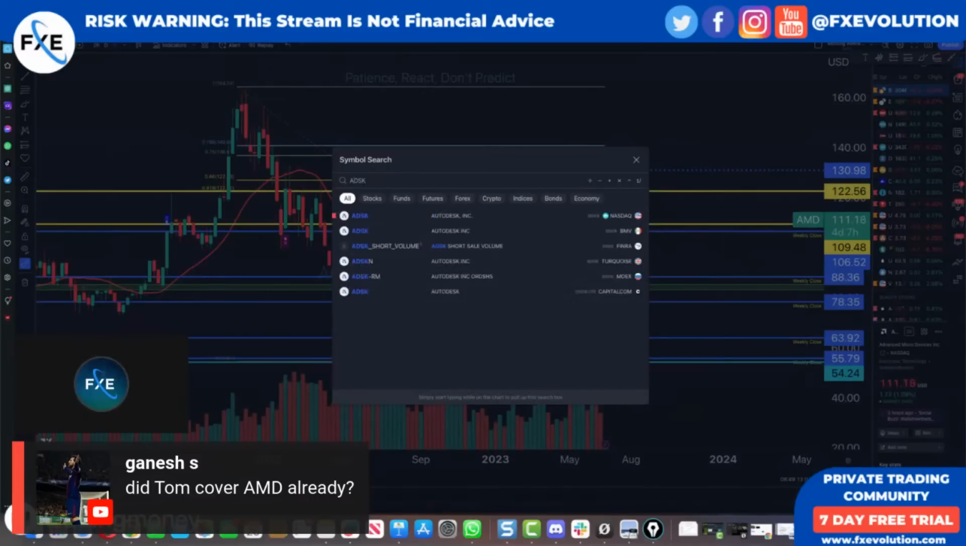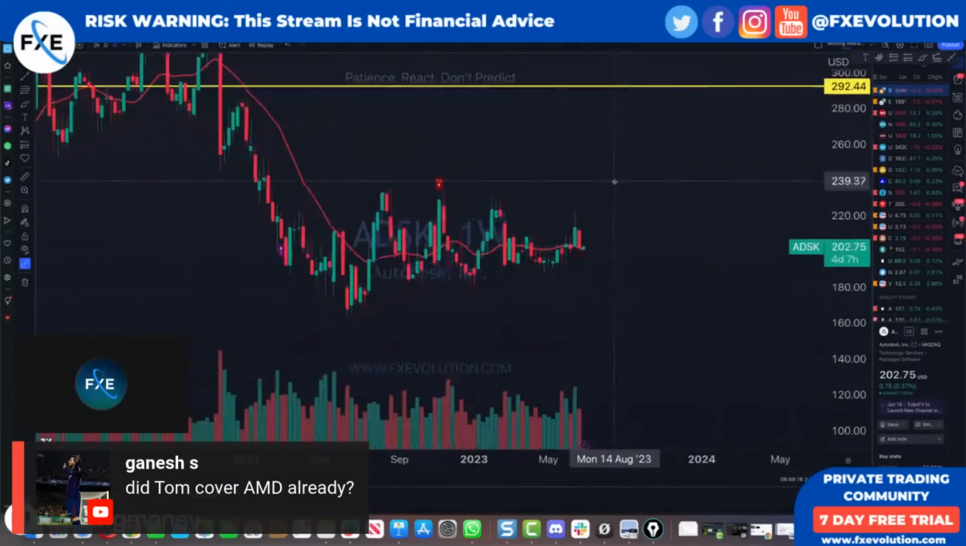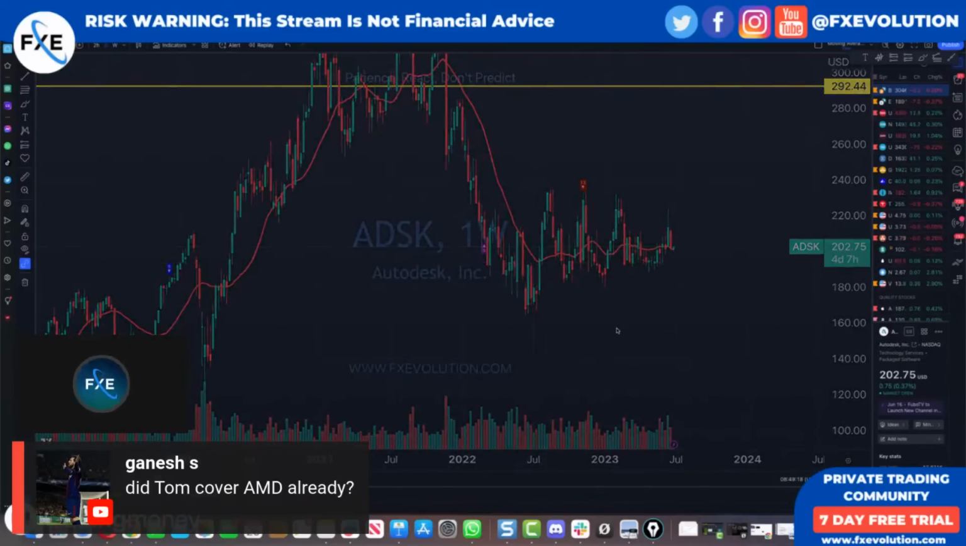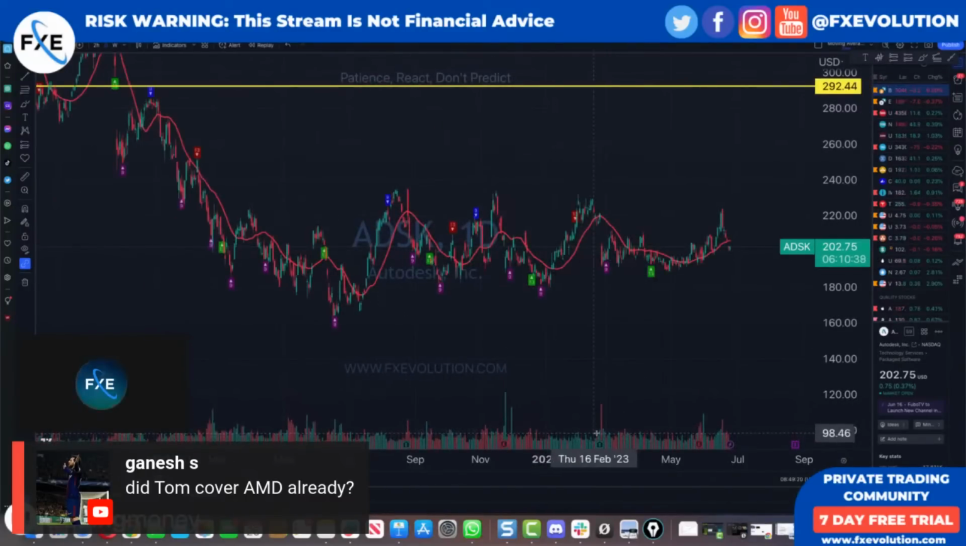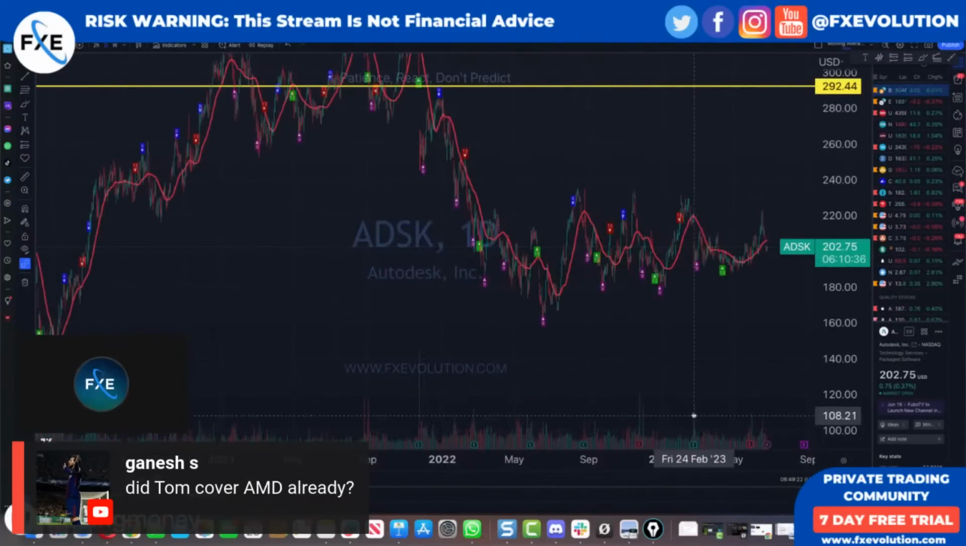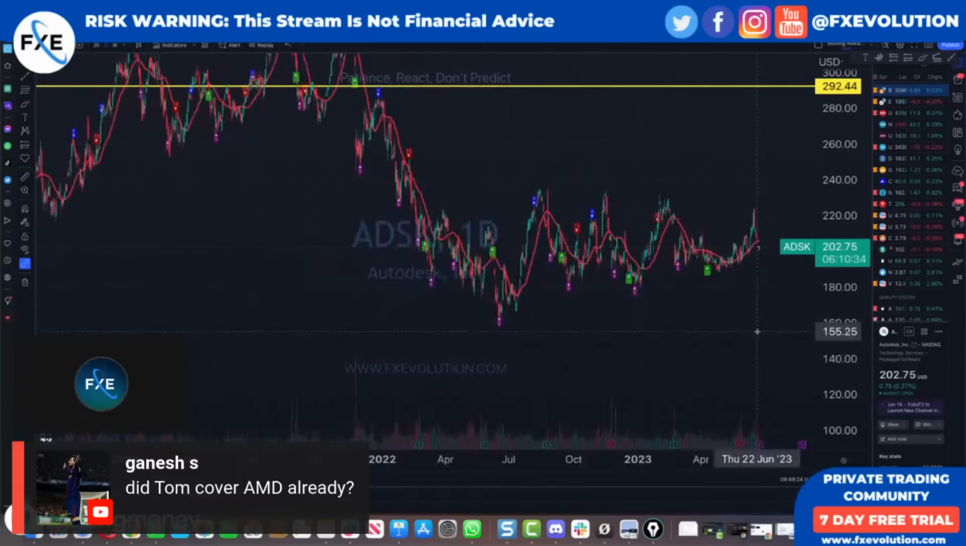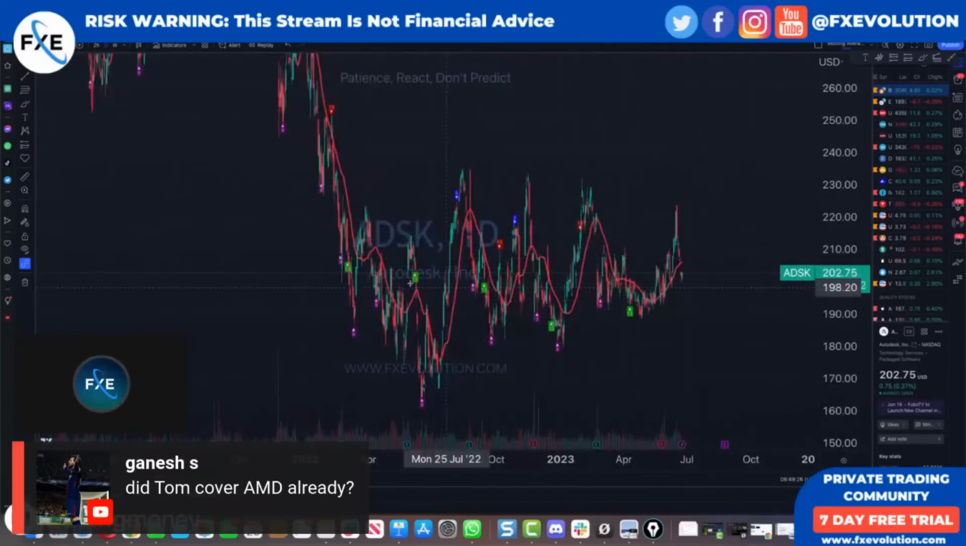ADSK, I'll do it quickly. Autodesk, good base. Daily volume is quite okay. It's not like horrendous. It looks like it's based off this stock. May take a while to come through.